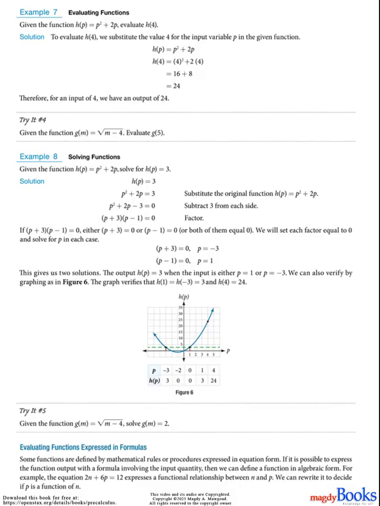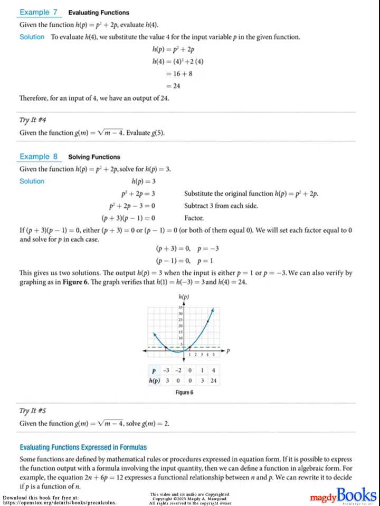B. Evaluating functions expressed in formulas. Some functions are defined by mathematical rules or procedures expressed in equation form. If it is possible to express the function output with a formula involving the input quantity, then we can define a function in algebraic form.